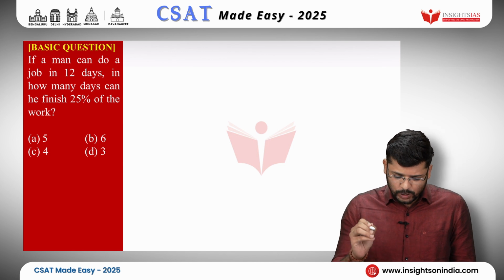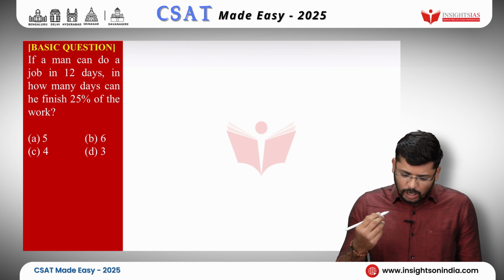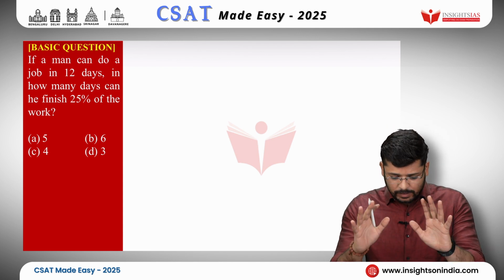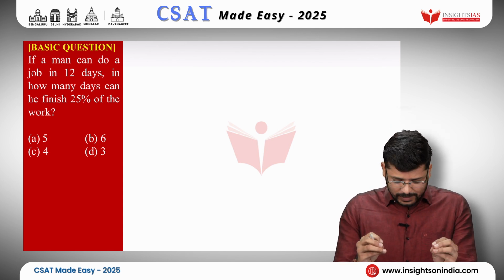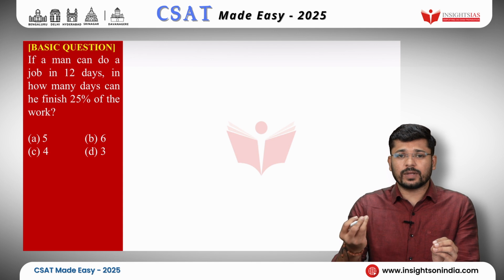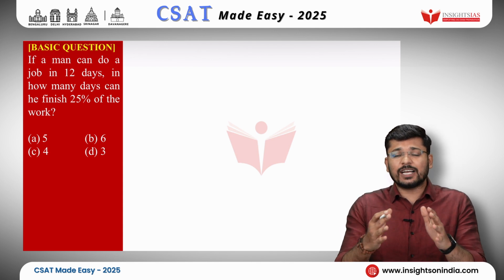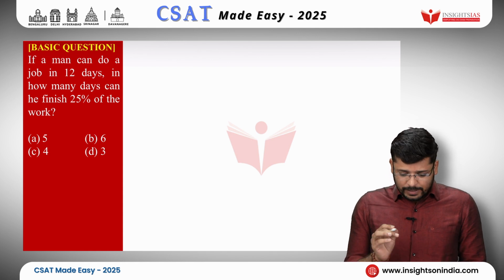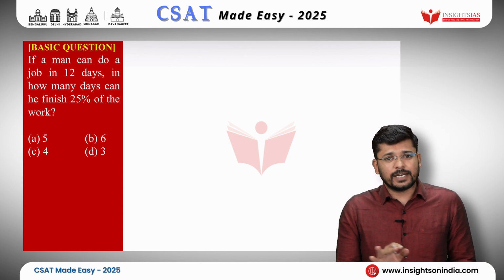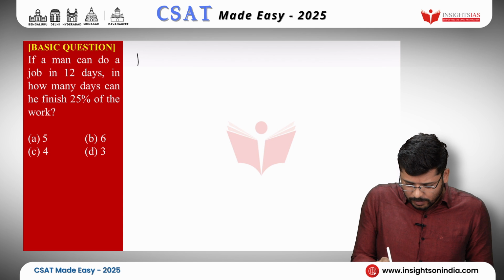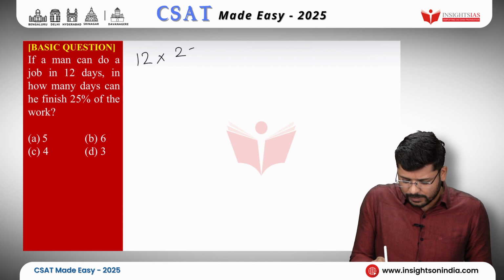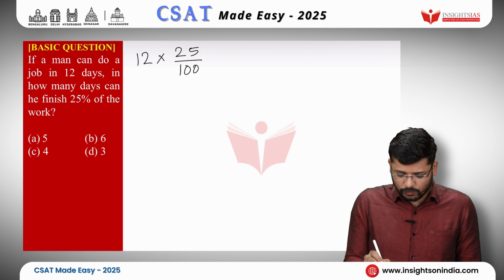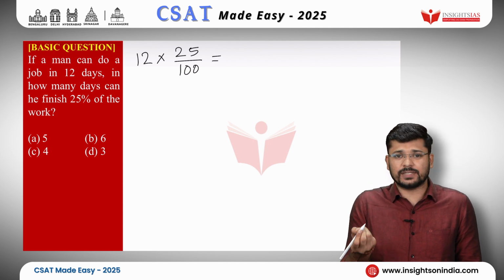If a man can do a job in 12 days, in how many days can he finish 25% of the work? Okay. In this question, what are they telling us? They are telling us that there is a man and he can do some work in 12 days. If he is asked to do only 25% of the work, how many days will he take? When you get such problems, it is very easy to solve them. Just multiply 12 with 25%, because he takes 12 days to do full work. For 25% of the work, he will take 12 into 25% time.